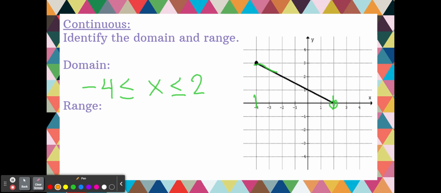And then the range, the lowest is 0, and the highest is 3. And we're talking about the range, so all of the y values are bigger than 0 or not equal to, because remember that was an open dot, but it was a closed dot up here, so they are equal to 3 or smaller than 3.